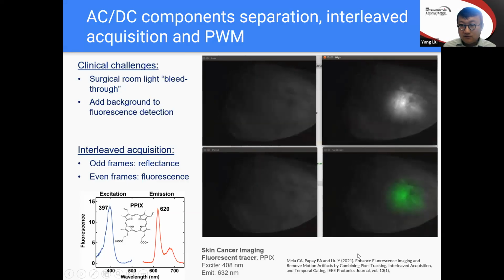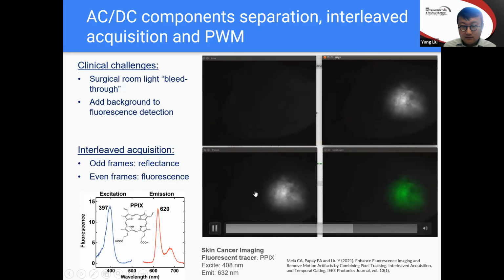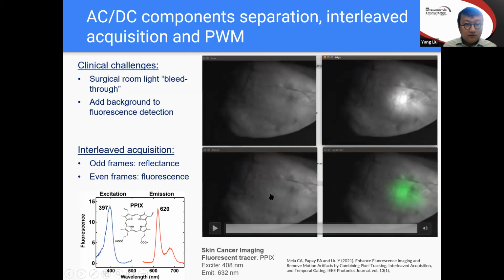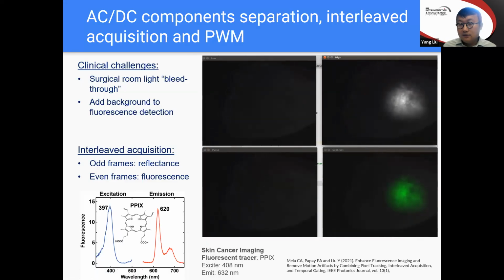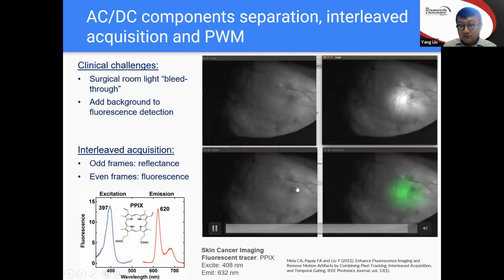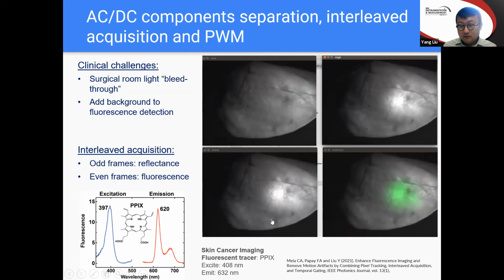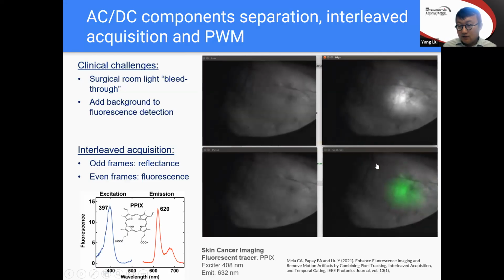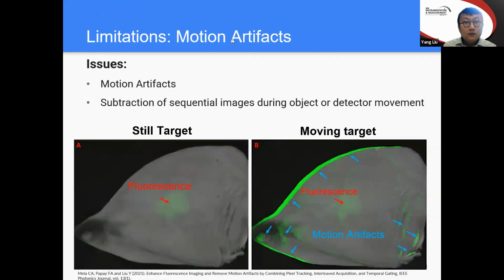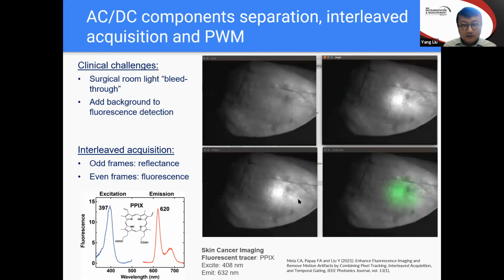So this video illustrates the process. Essentially, by using interleaved acquisition, we could separate fluorescence from reflectance. On the right is the processed data, where you could visualize fluorescence much better. So far, we have overcome the problem of the surgical light bleed through.